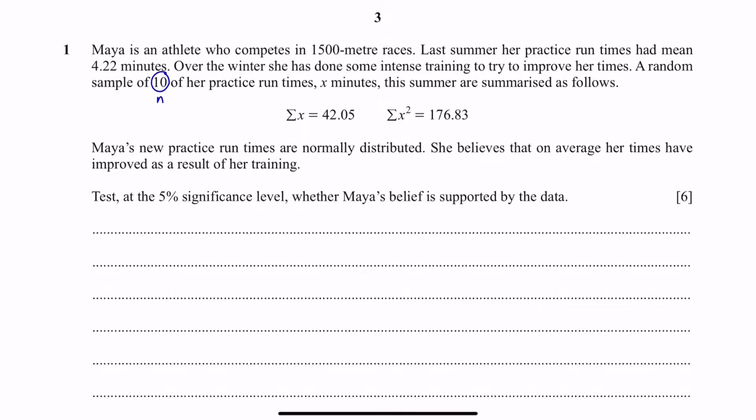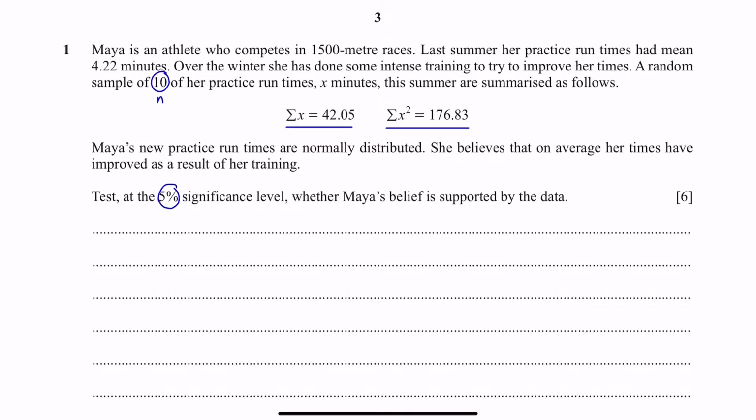So this will be the number of samples that we have. We call it n. And this is the sum of her run times. This is the sum of the square of her run times. So the new run times are normally distributed, and she believes that on average her times have improved. Test at 5% significance level whether her belief is supported by the data.